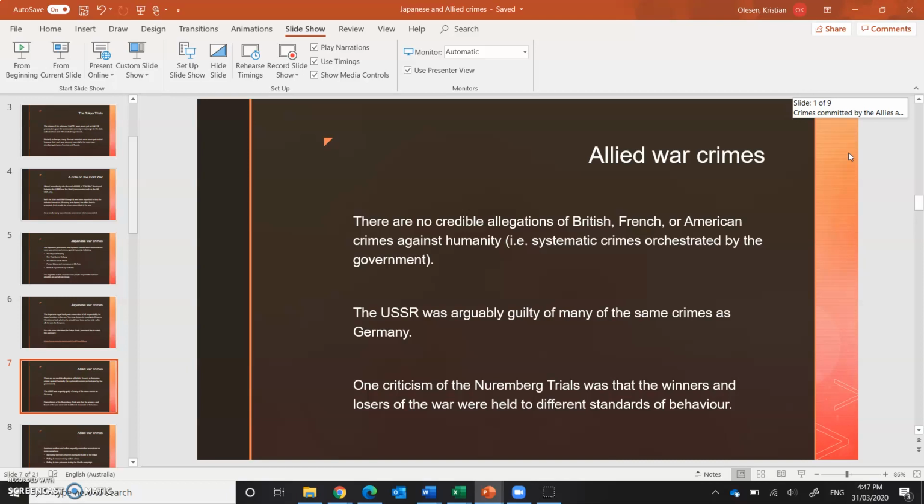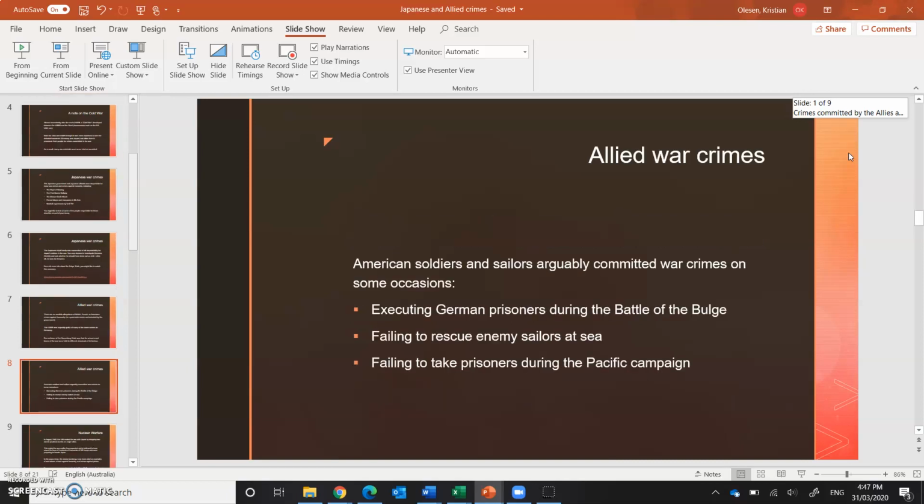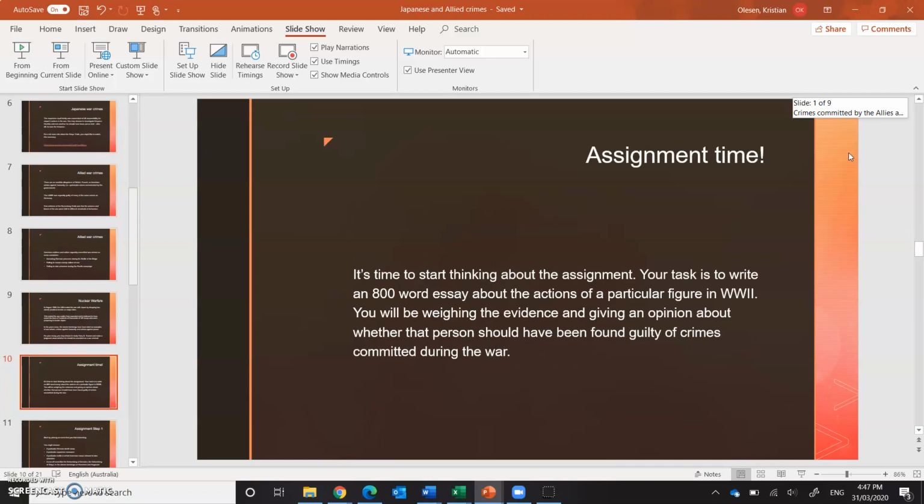Some few other bits and bobs talking about Allied war crimes. Now, it might be worth discussing or thinking about whether you can make a case that certain Allied significant figures are guilty or not guilty of war crimes or crimes against humanity. And then if we go through all the way to the end, it's assignment time.